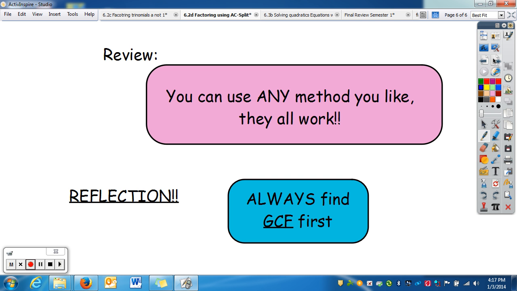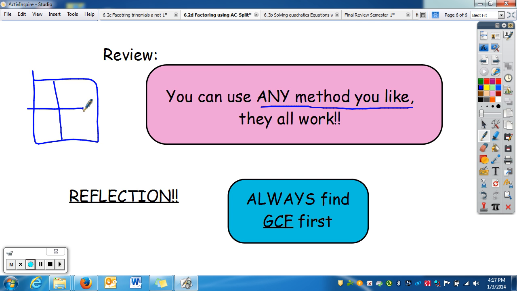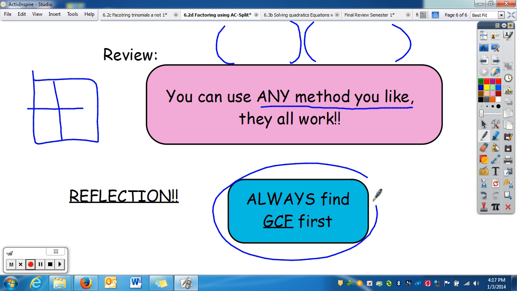So review, again, you can use any method you like. If you're totally confused on what this video is, this is probably not the method for you. However, some of you may have liked this method, so you can use this method. Some of you guys like the box. Go for the box. Some of you just like to do the parentheses. That's easier for you. Go for it. Just make sure you always check to make sure you got it right. And then again, you always find the GCF first.